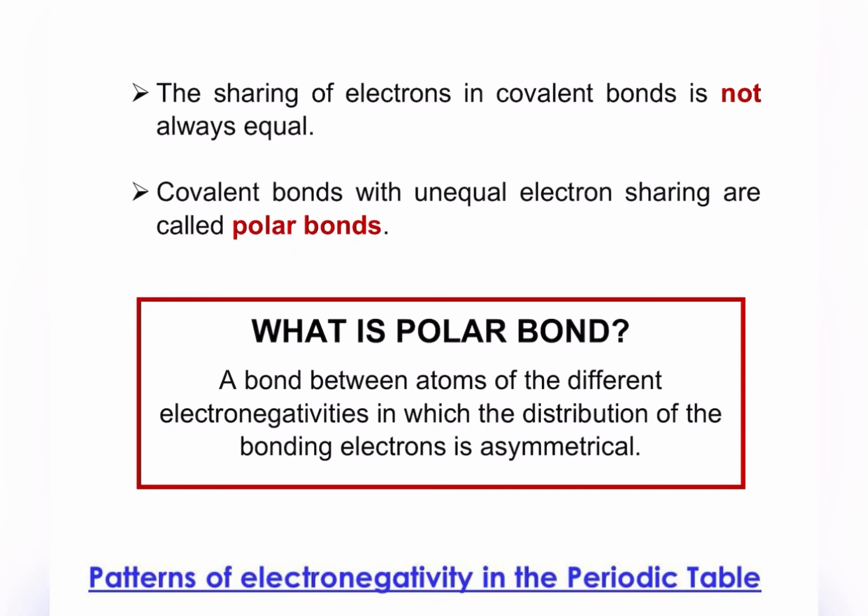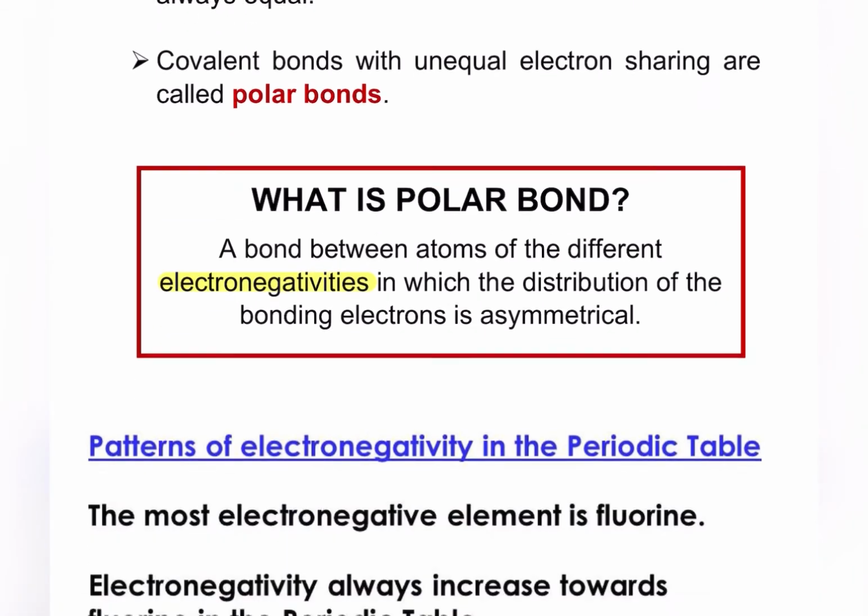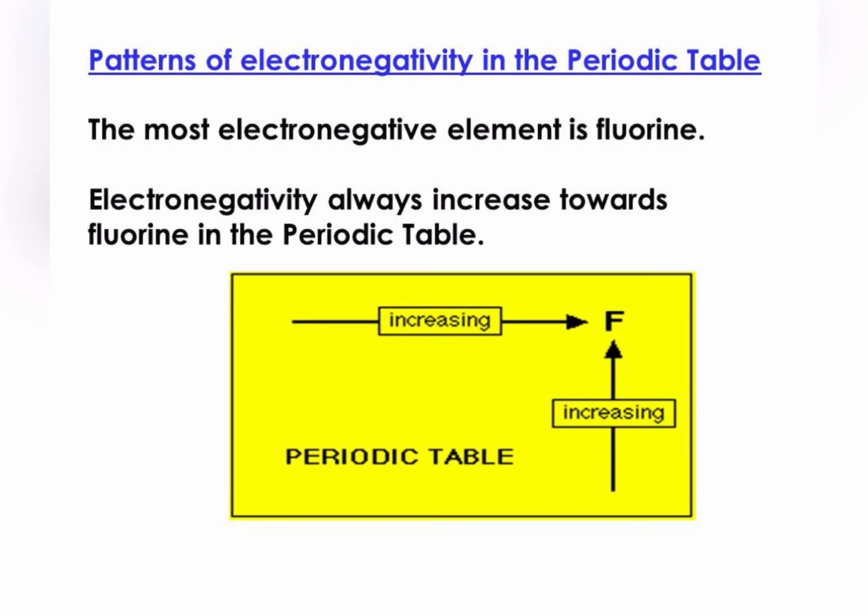And what is a polar bond? A polar bond is a bond between atoms with different electronegativities in which the electrons are distributed in an unequal amount. Dan polar bond bergantung kepada perkataan ini, iaitu electronegativities. So as you know, the patterns for electronegativity in the periodic table bergantung kepada element. The most electronegative element is fluorine in the periodic table.